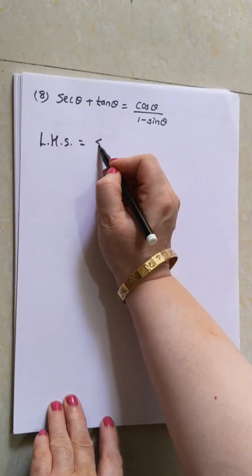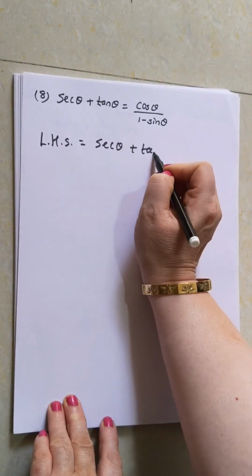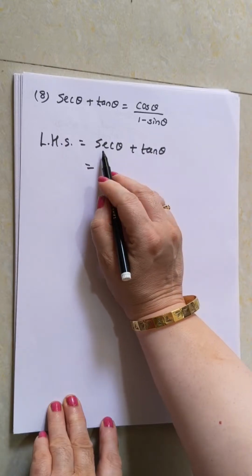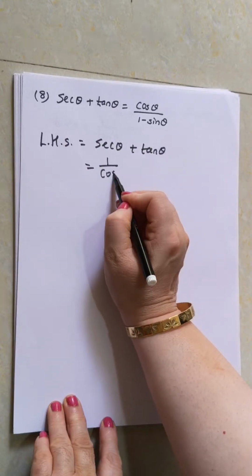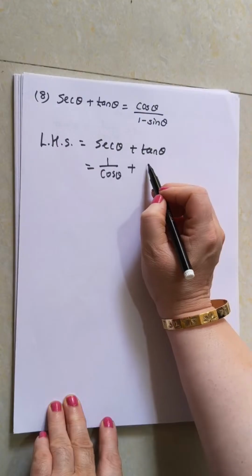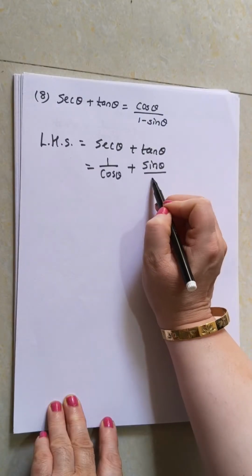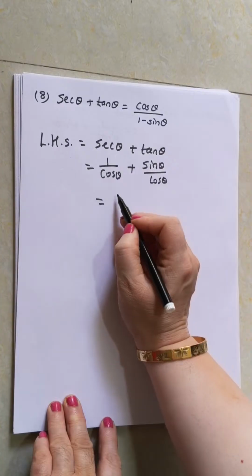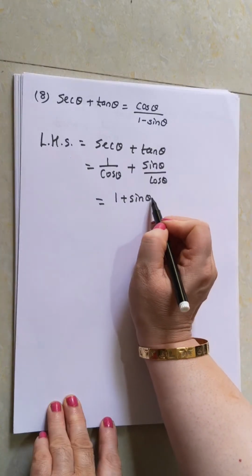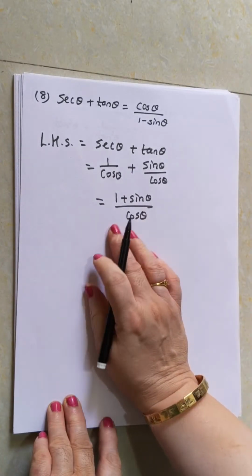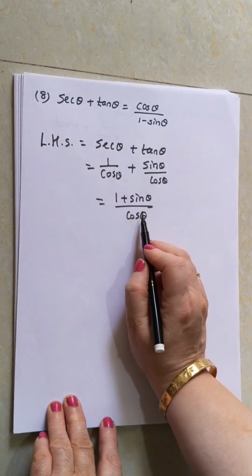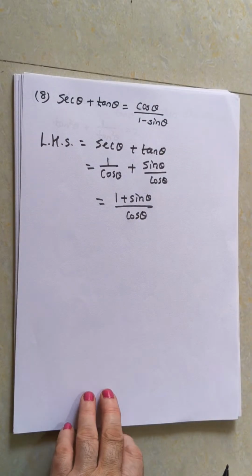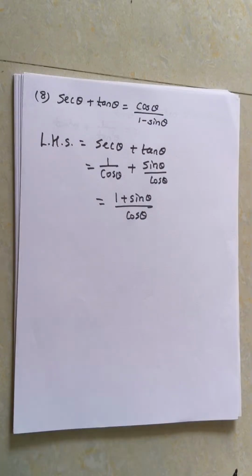LHS. What is LHS? That is sec theta plus tan theta. Okay. So sec theta is 1 upon cos theta, and tan theta is sin theta upon cos theta. So what will be that? 1 plus sin theta upon cos theta. So cos theta we have taken common. Okay everyone, do concentrate and don't lose your concentration. I think the first 2-3 steps you have understood very well, so we can move forward.